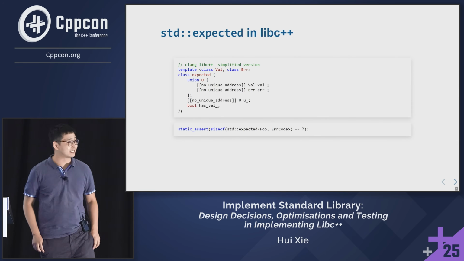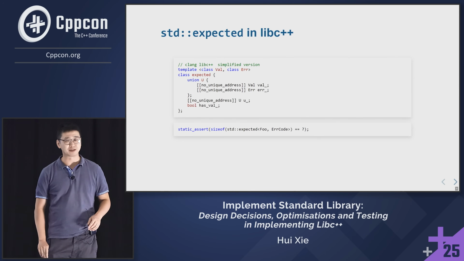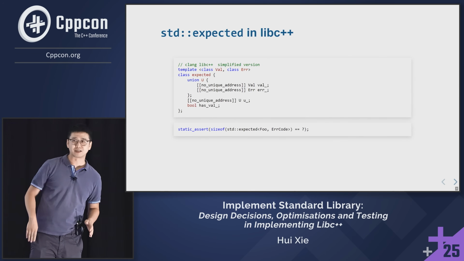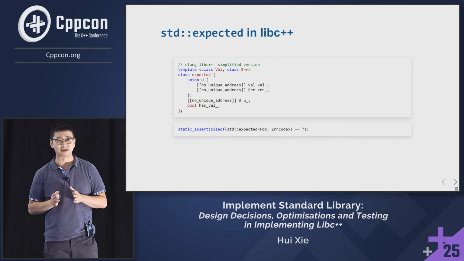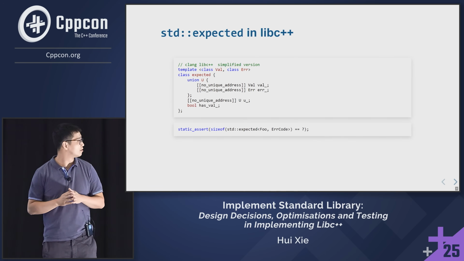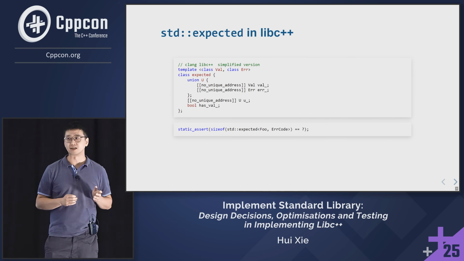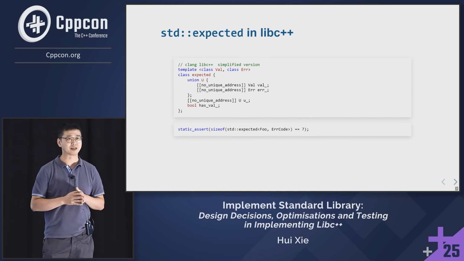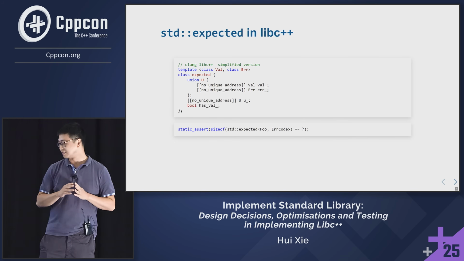Now this is the implementation in libc++, our implementation. It looks very similar. We have a union and a bool. The only difference is that we apply this attribute, no_unique_address, in front of our members. And how does that make a difference?